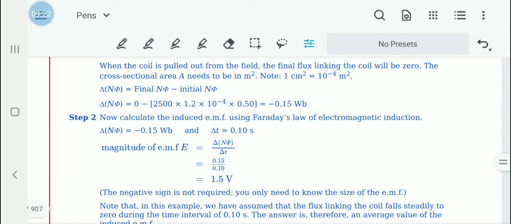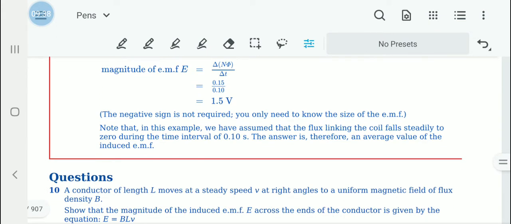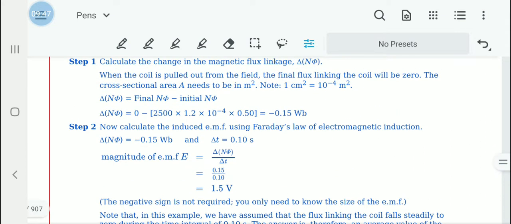Now we can use Faraday's law of electromagnetic induction equation and find out the magnitude of EMF. We know the change in N phi, we know t, then we get 1.5 volts. Even if you have forgotten, it is the final minus initial when calculating the delta N phi.